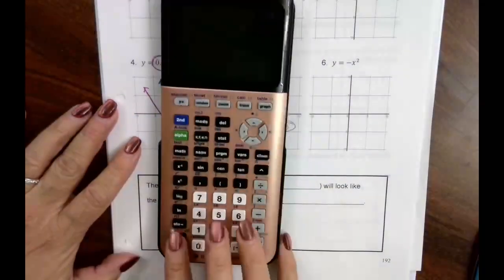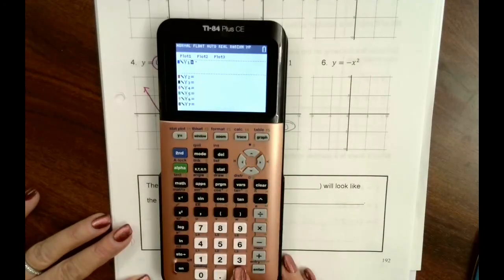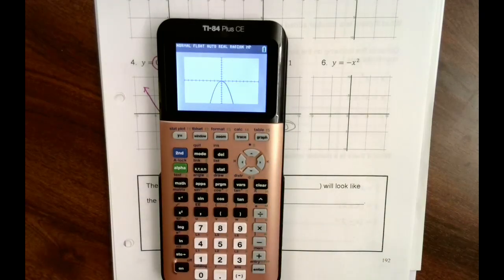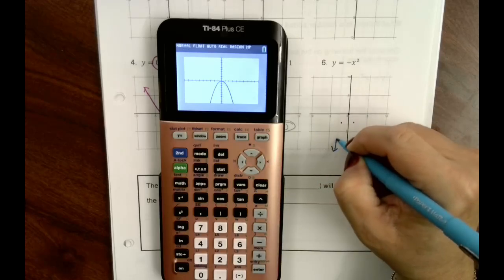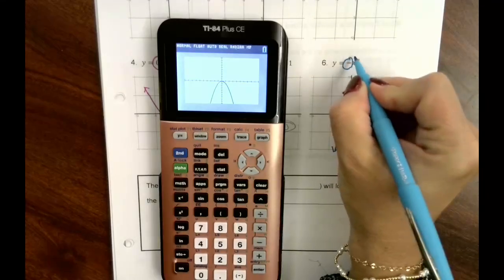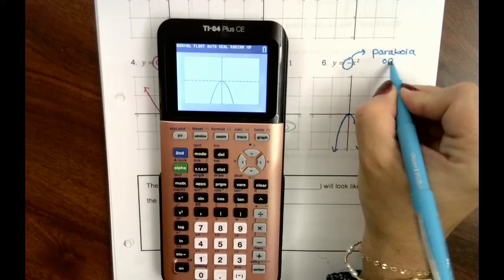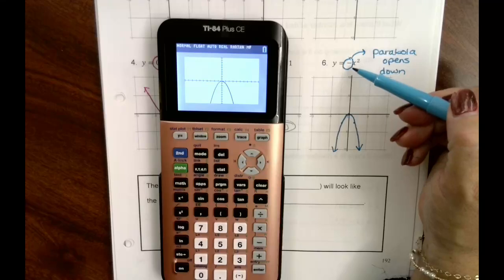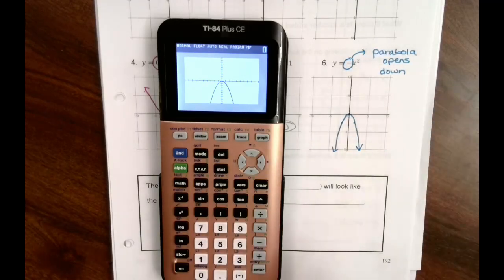All right, last one on the calculator, and then we're going to do some of these by hand. So this last one is negative, and that's a negative, not a minus, x squared. And when I graph that, I see that I'm still at 0, 0, and I still have a point at 1, 1, but now my graph goes down. So this negative term right here means that the parabola opens down. Now this doesn't have a coefficient, but if it was -3 or -1/2, it would still open down. This negative tells us that it always opens down.